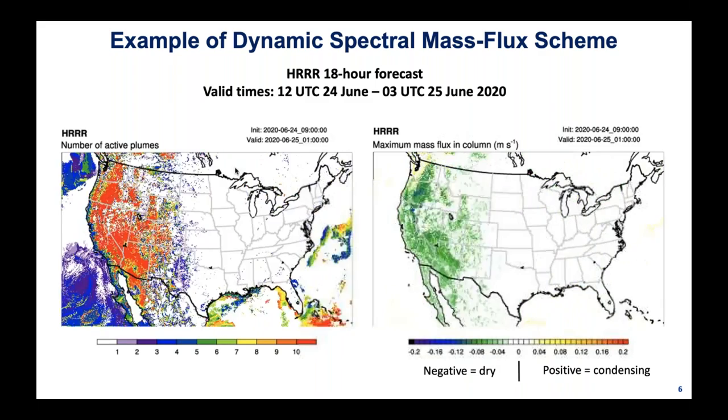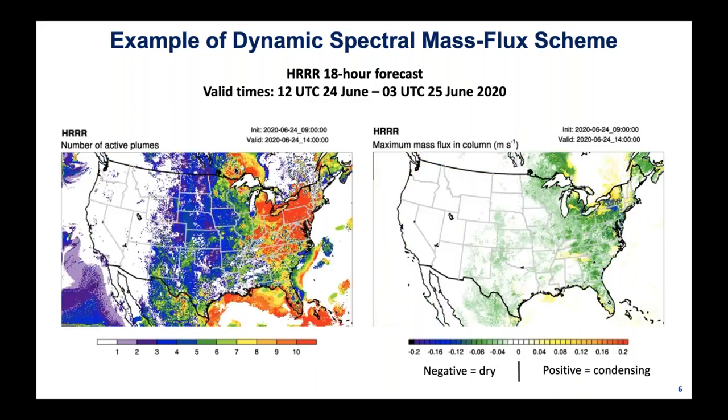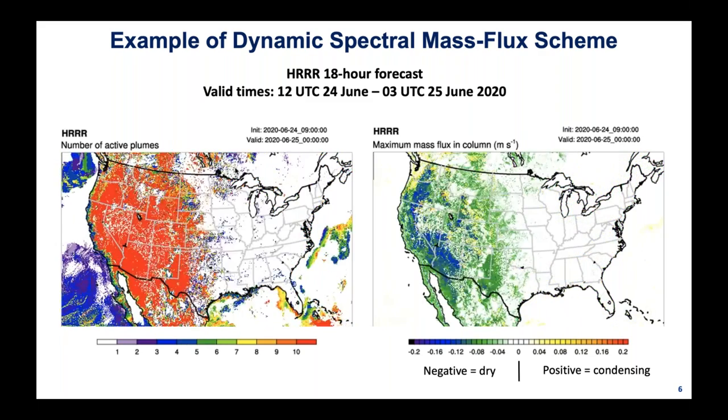On the right is the same loop over the same time, but now I'm showing the maximum mass flux in a grid column.